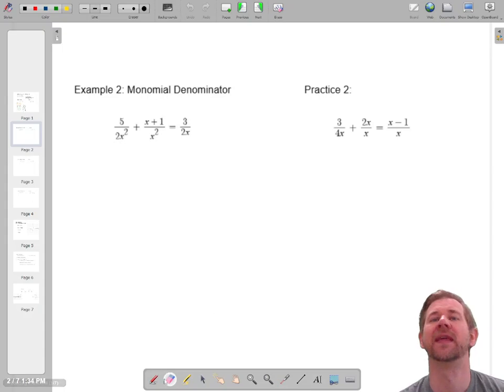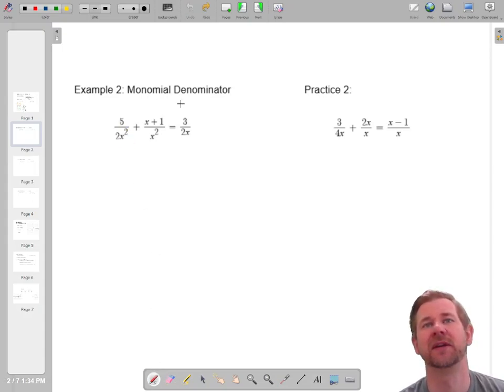Now, let's do one that's got a monomial, a single term in the denominator. So you look, you're like 2x squared and 2x. This guy needs a 2. And if you do it in the bottom, you have to do it in the top. This guy needs an x. And if you do it in the bottom, you have to do it in the top. Now, everything is over 2x squared. So ignore the denominator and just look at the top.